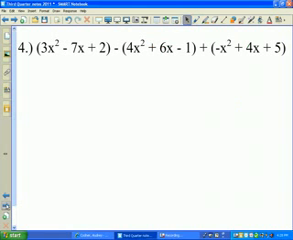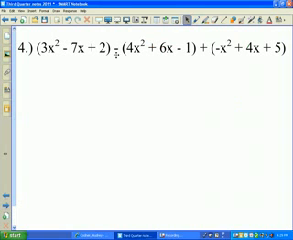So now let's try number 4. Oh, yes, we are trying number 4. I know you're going to be like, no, but yes, you're trying number 4. Okay, so we have 3x squared minus 7x plus 2 minus 4x squared plus 6x minus 1 plus negative x squared plus 4x plus 5. So when you see this problem, don't try to take it all in at the same time. Work it step by step.